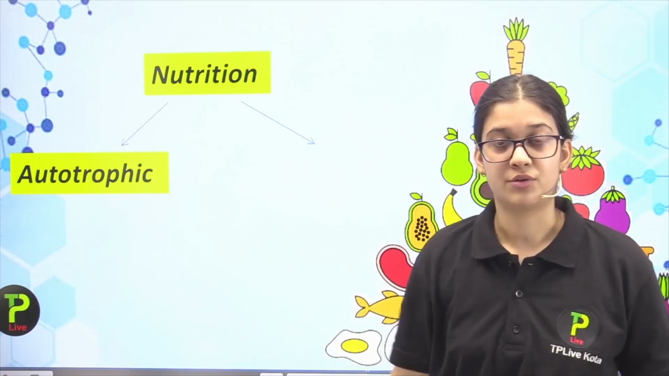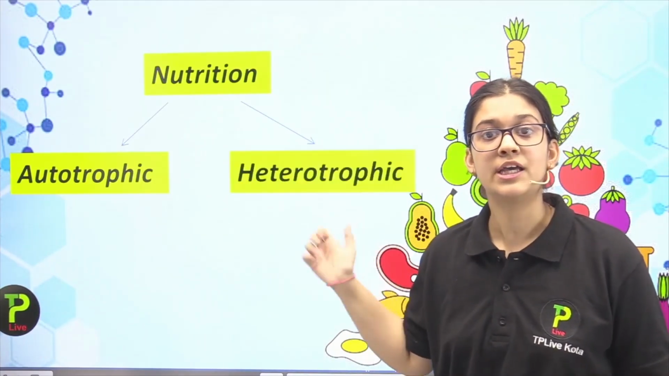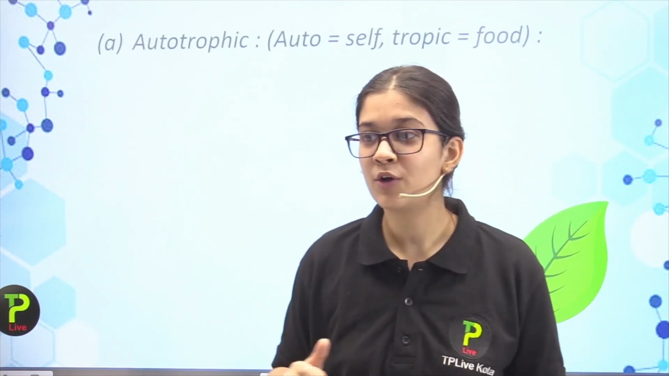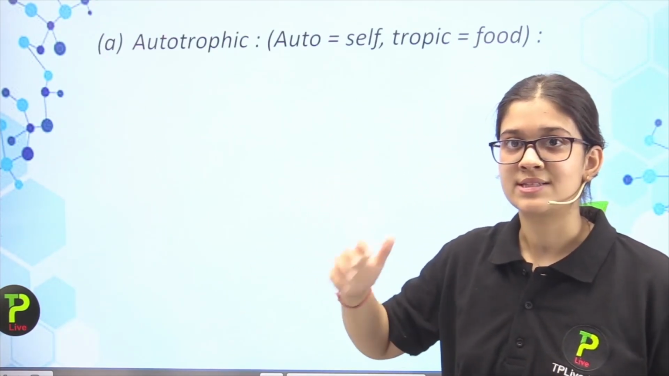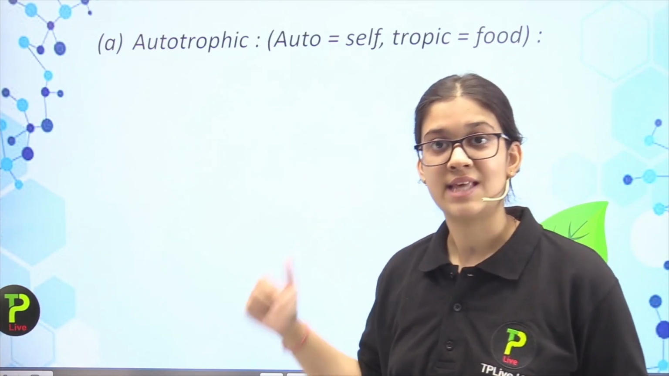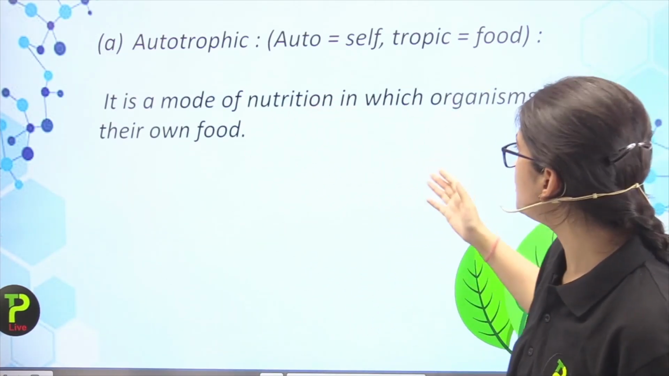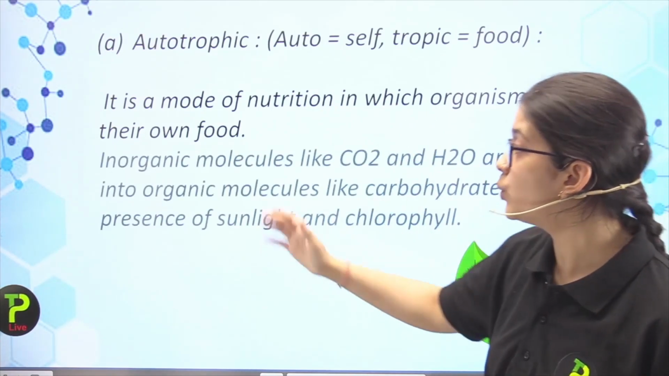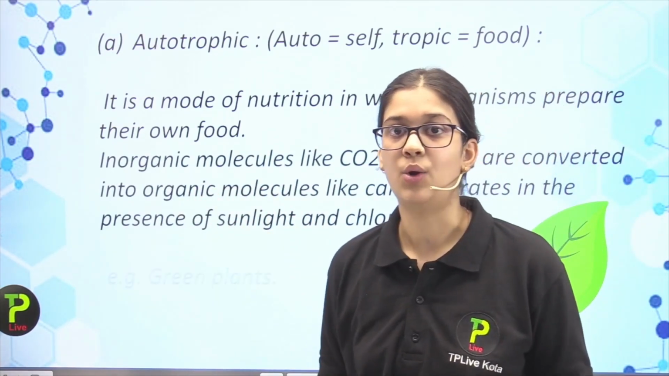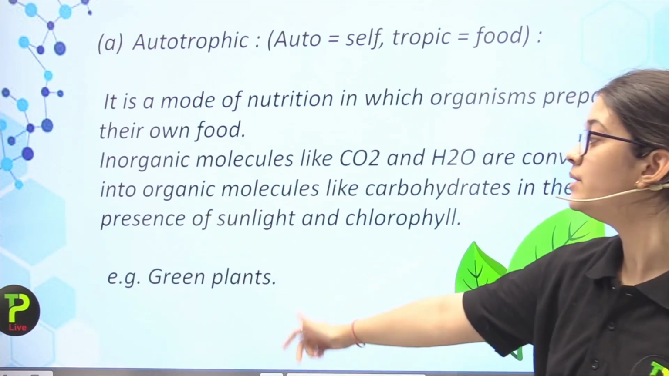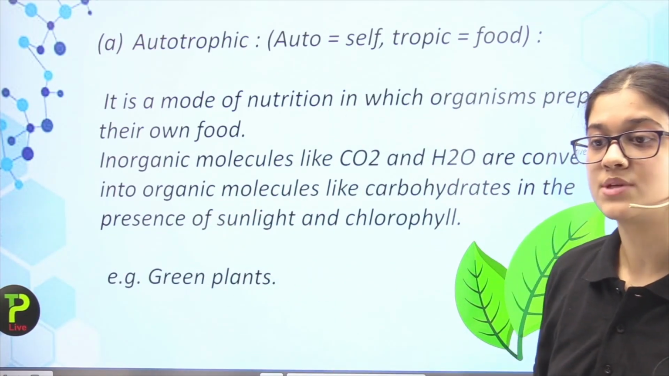So the first mode of nutrition we discuss is the autotrophic mode of nutrition. Next comes the heterotrophic mode of nutrition. So first, let's discuss the autotrophic mode of nutrition. Auto, as the word divides itself, means self, and trophic means food. The mode of nutrition in which organisms prepare their own food themselves are known as autotrophs. For example, green plants.